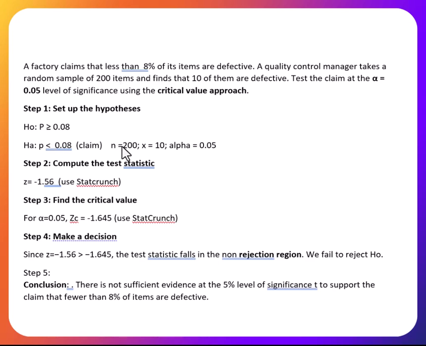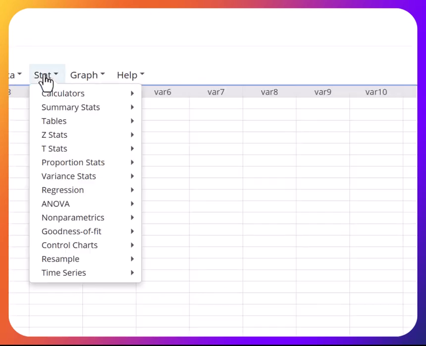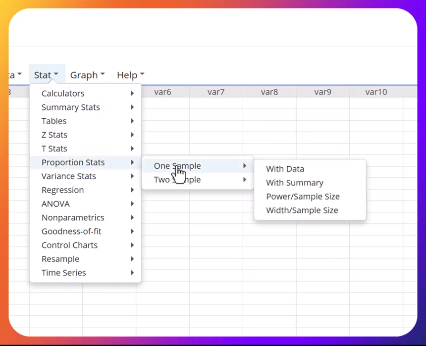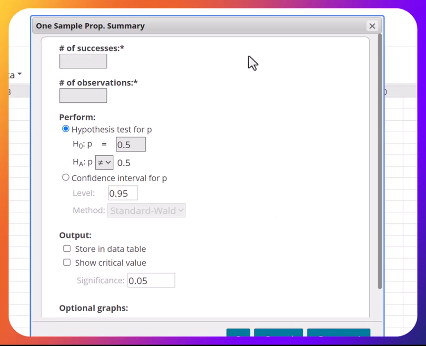n is 200, the number of observations, and 10 of them are defective, which is the number of successes, x. And alpha here is given to be 5%, and we want to do it using the critical value approach. So here is how we do this using StatCrunch. We go to Stat, Proportion Stats, One Sample, with Summary.